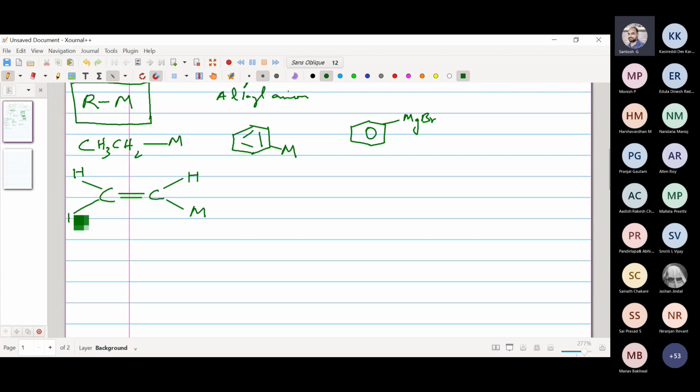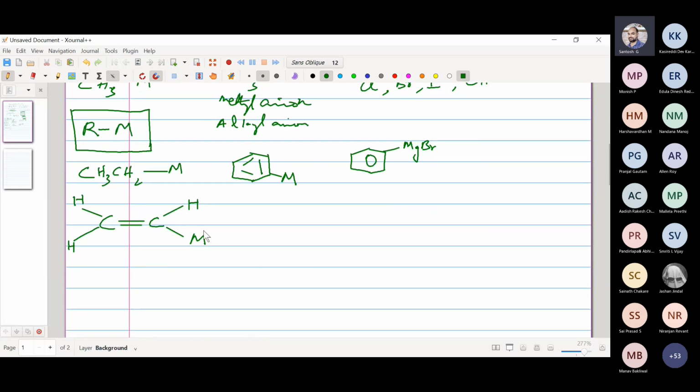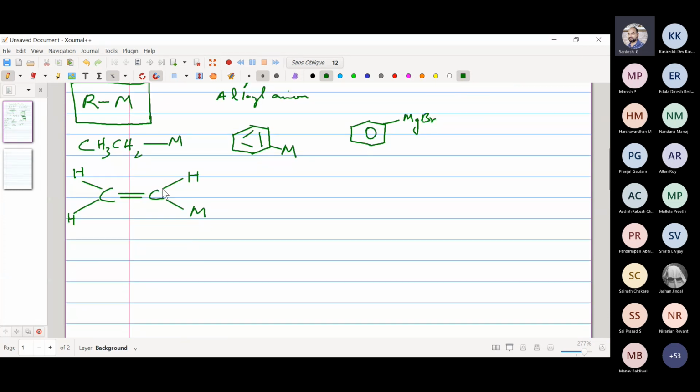Now there is a big difference between the metal forming a sigma bond with carbon and the metal forming a bond through the pi bonds of the carbons. There's quite a bit of a difference. This is purely covalent in nature. In the pi case, it's more a donation of the pi electrons to the metal. Because of the pi electrons, the bonding is related to both the carbons. But in this case, the bonding is related to only one of the carbons. So keep this in mind. This is also a sigma bond.